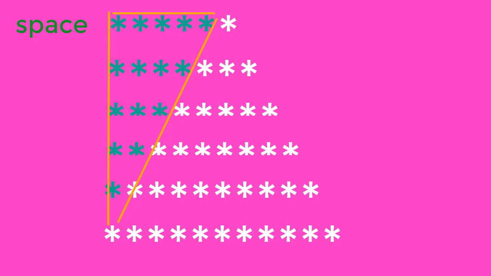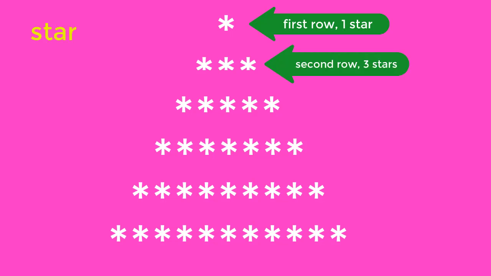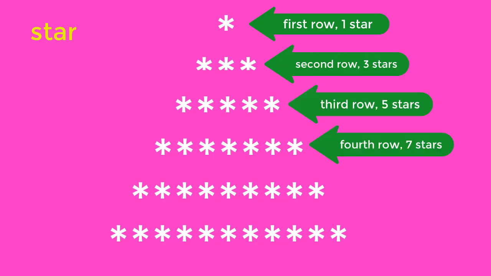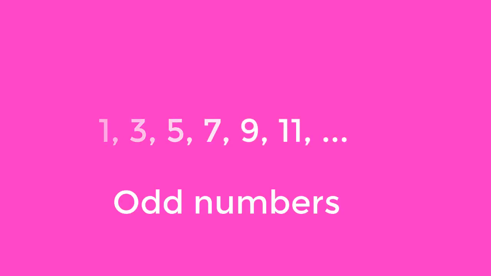The last variable we will talk about is what I call the star variable. Now, the star variable prints the stars or asterisks that form the triangle. If you observe the triangle very well, now you will realize that the first row has 1 star, the second row has 3 stars, third row has 5 stars, fourth row has 7 stars, in that order. So the sequence of numbers, that is 1, 3, 5, 7, and so forth, form a set of odd numbers.